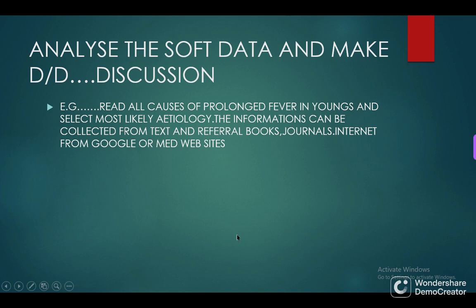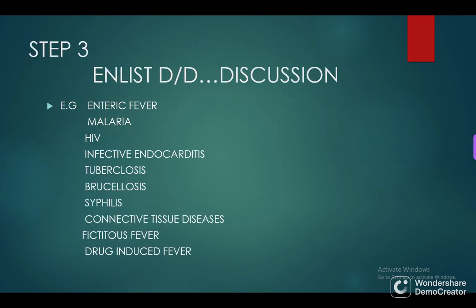You can do it. What are the causes of PUO in the youngs? Step 3 is the differential diagnosis. With the help of soft data, it may be enteric fever, malaria, HIV, infective endocarditis, tuberculosis, brucellosis, syphilis, connective tissue diseases, infectious fevers, drug-induced fevers, and so on. Now these are all written as PUO because the duration of the fever is 6 months and it is fulfilling the criteria of PUO.